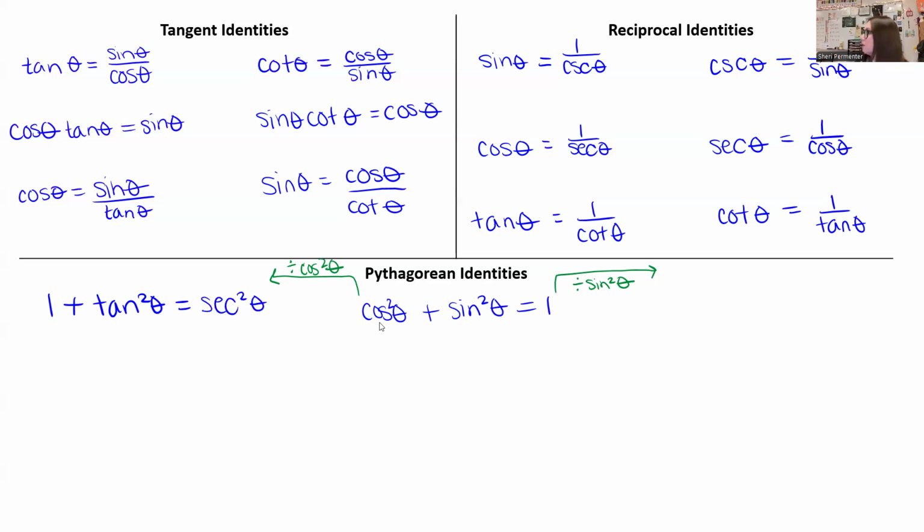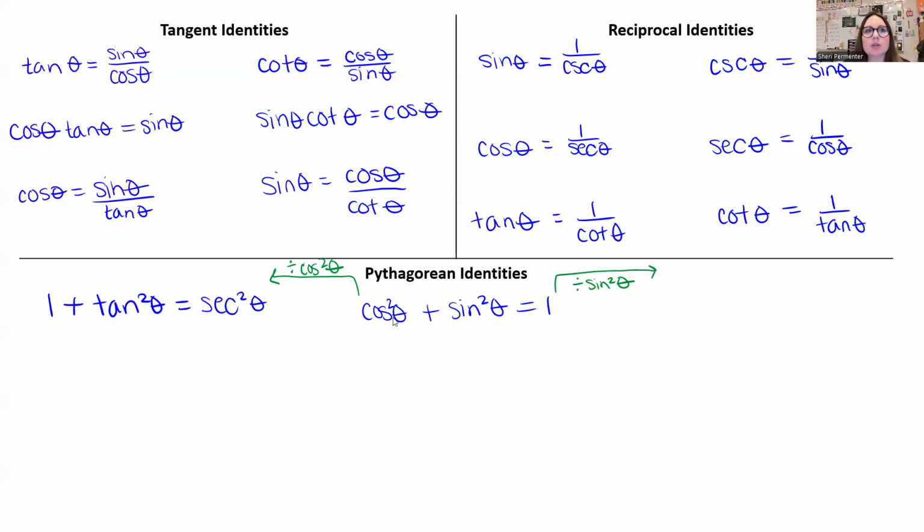Also, here's something important to know: the Pythagorean identities only work when they're squared. Because 3 plus 4 is not 5. It's 3 squared plus 4 squared is equal to 5 squared. So they have to be squared. Cosine plus sine does not equal 1. It only works if they're squared. The other ones could be squared, could be to the third, they don't have to be squared.